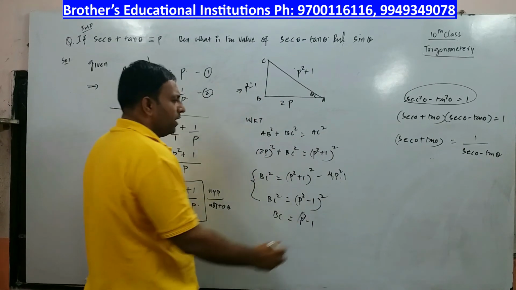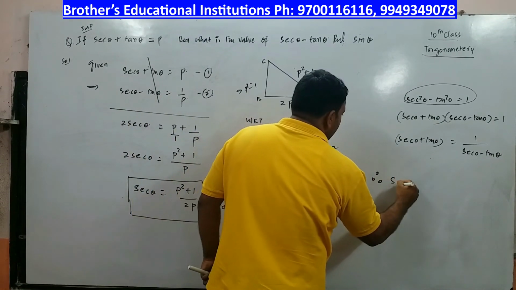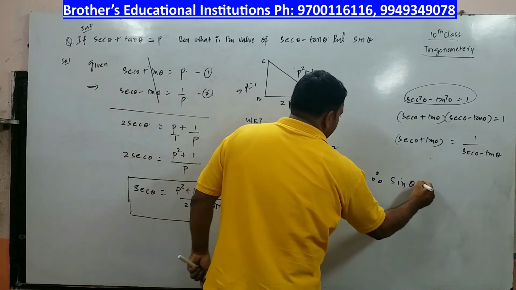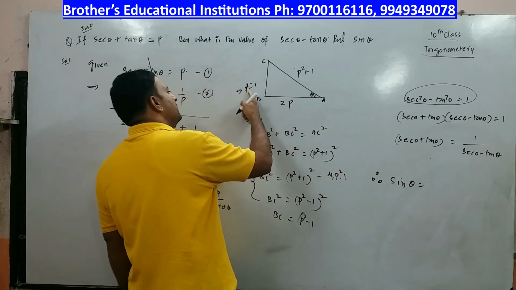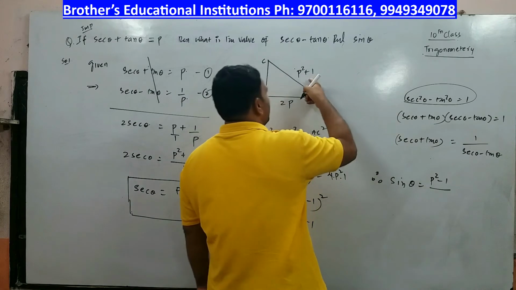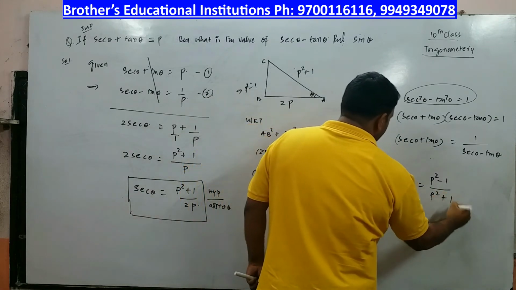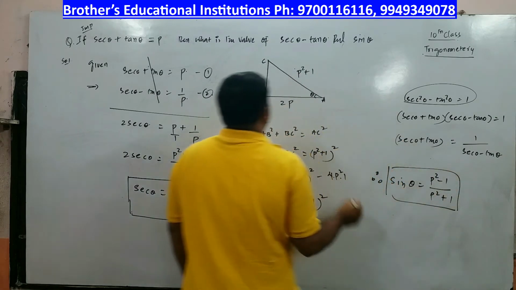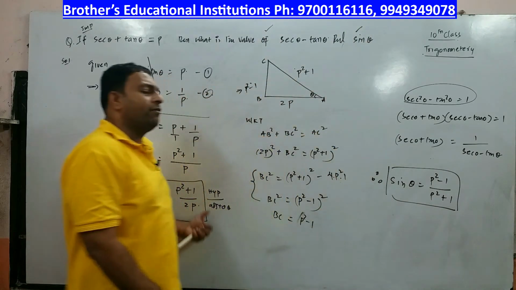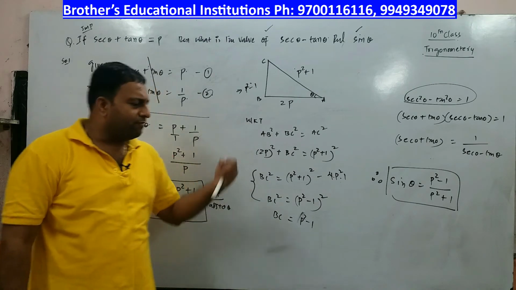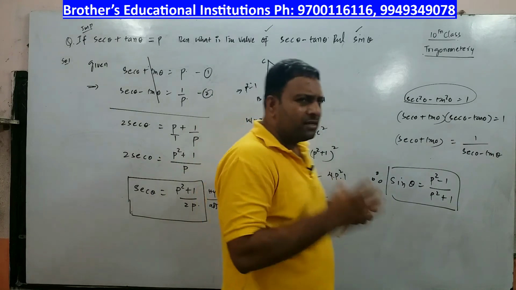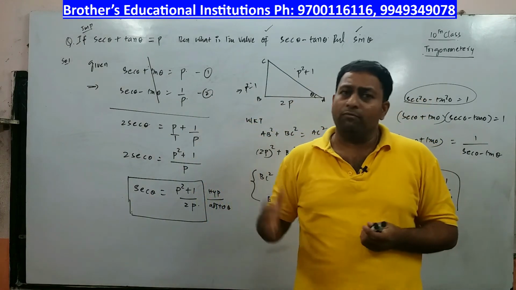Also find sin theta. Therefore I have found the value of secant theta minus tan theta is 1 by P, and what is the value of sin theta? Sin theta is equal to opposite by hypotenuse. Opposite is P square minus 1, and hypotenuse is P square plus 1. So in this way, if the problem is asked, find the value of secant theta minus tan theta and find sin theta, you have to do the problem in this particular manner. It's a very important question, my dear children. So I want you to pause the video, understand the problem and try to do the problem without looking at the video.